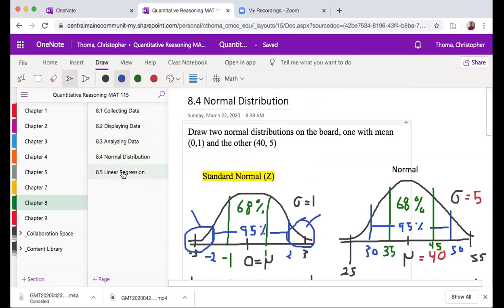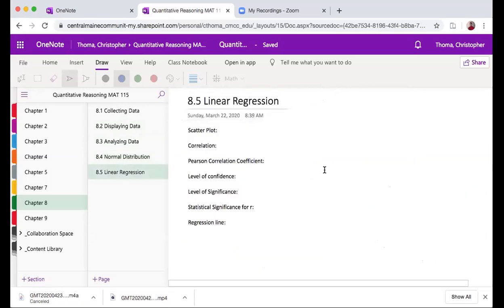So we go on to linear regression, and I realized I didn't put a lot in here. I'm going to talk a little bit about this, but I think I'm going to jump over to our scatter plot in Excel. I think that'll be easier to see. We'll talk some basic concepts, and we'll probably just call it a day. So if I bring back up our chapter 8 answers again.